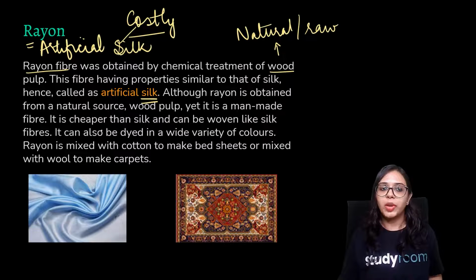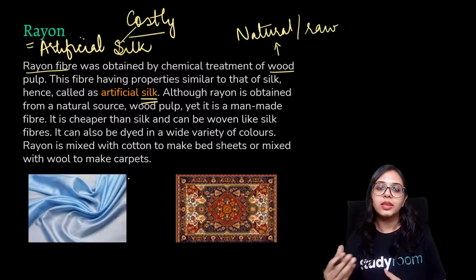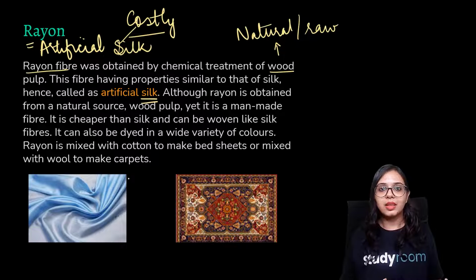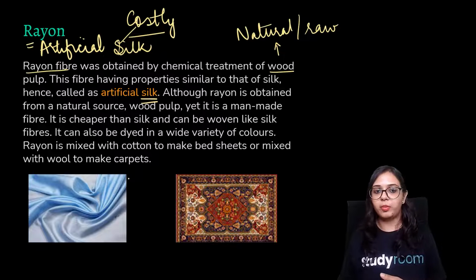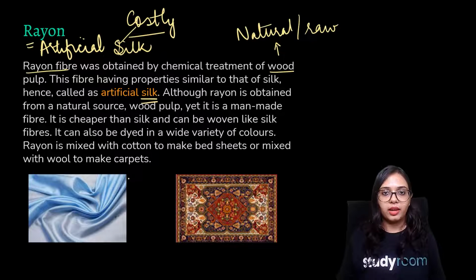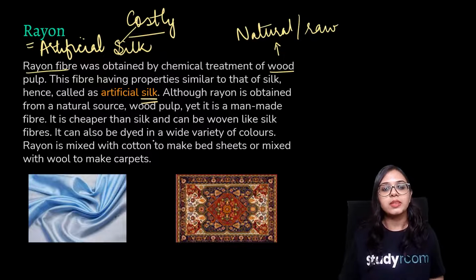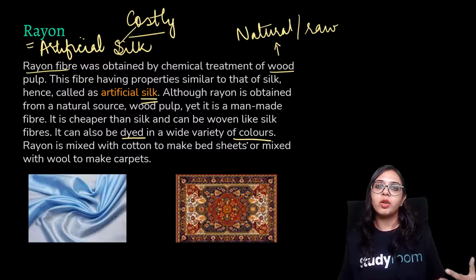Although rayon is obtained from a natural source, wood pulp, yet it is a man-made fiber. Why? Because we are altering the chemical properties of wood by treating it with some chemicals. So it is cheaper than silk and can be woven like silk fibers, but it is actually a man-made fiber. It can also be dyed in a wide variety of colors. Dyed means it can also be colored.